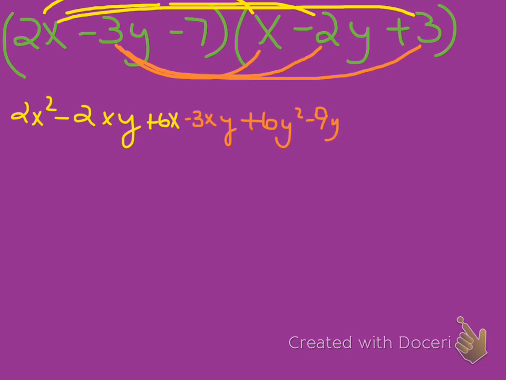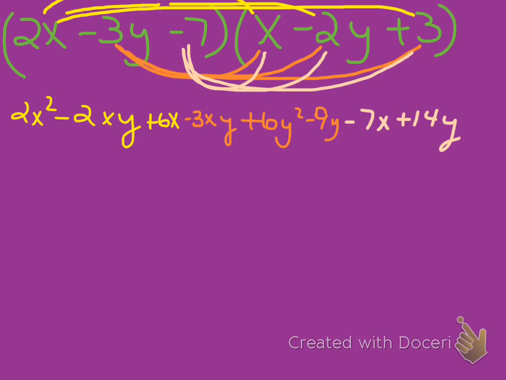Okay. All right. We're going to go that negative 7. Negative 7x. Yes. And then 14y. Positive or negative? Positive. Good. And then right here. Negative 21. Very good. Okay, now, like terms.